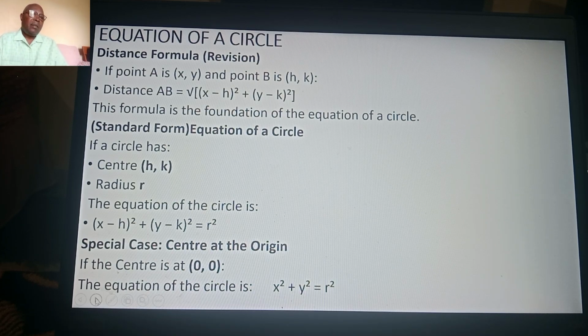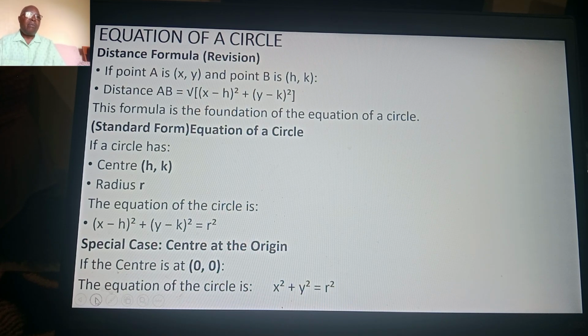Distance formula, and here we are revising. If a point A is (x, y) and a point B is (h, k), then the distance from A to B is equal to the square root of (x minus h) squared plus (y minus k) squared. This formula is the foundation of the equation of a circle.